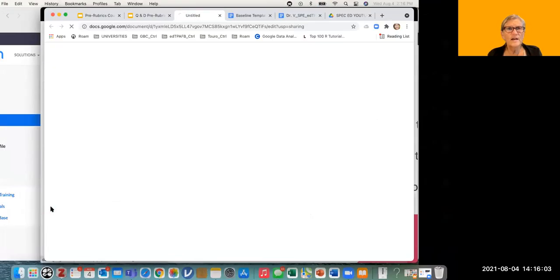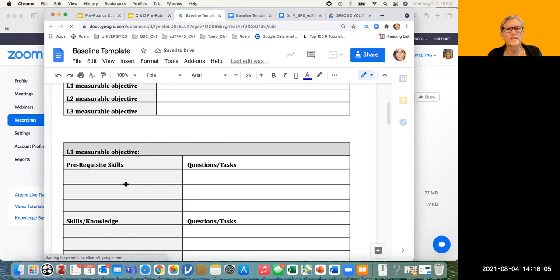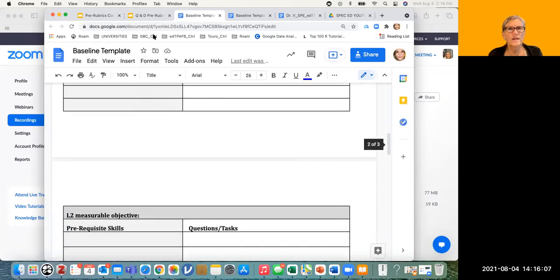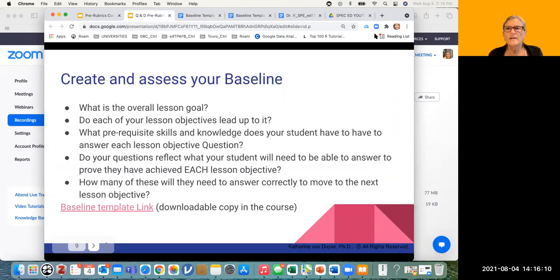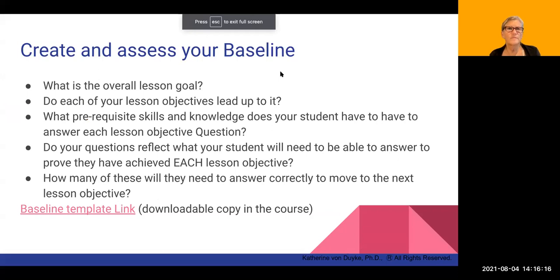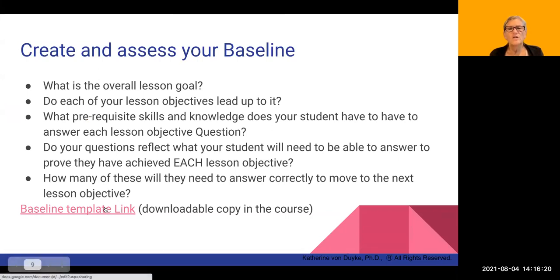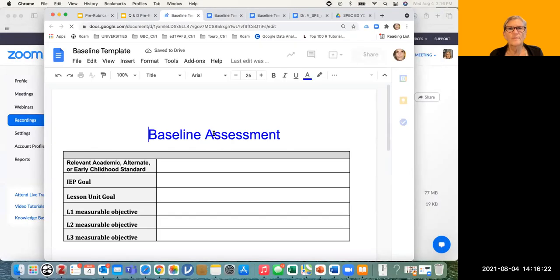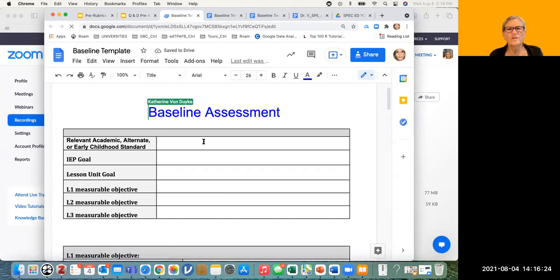And again, I have a baseline template link here where you can see the different sections that I'm talking about. And in that baseline, I'm going to ask you to write down your overall lesson goal, and then, do each of your lesson objectives add up to it. So again, looking at the baseline, there's a standard academic goal that you would have.